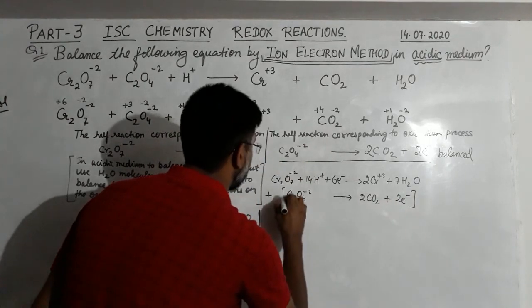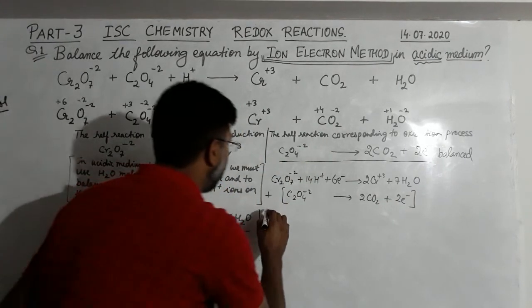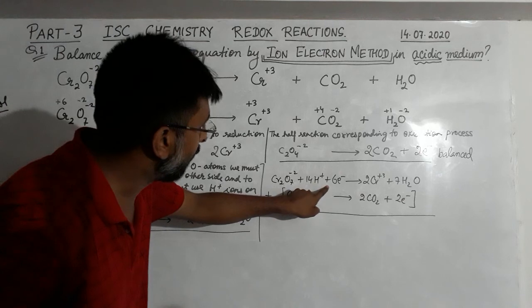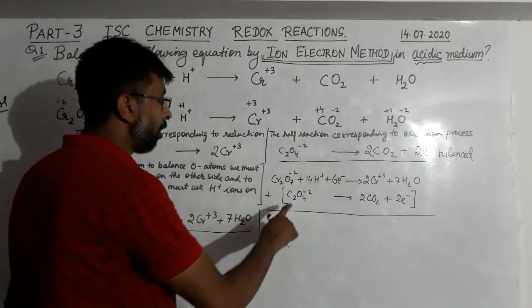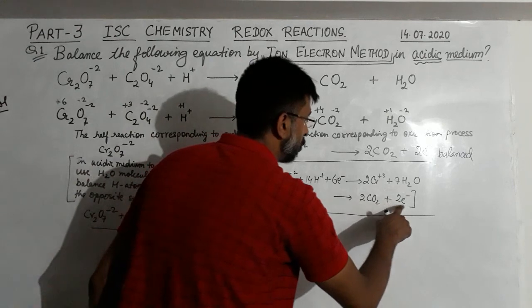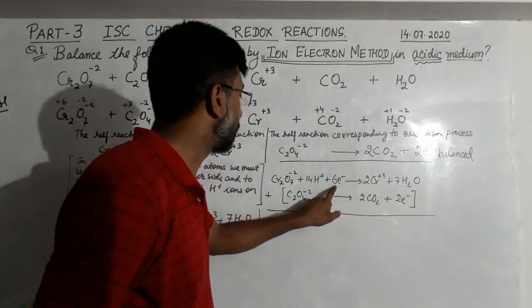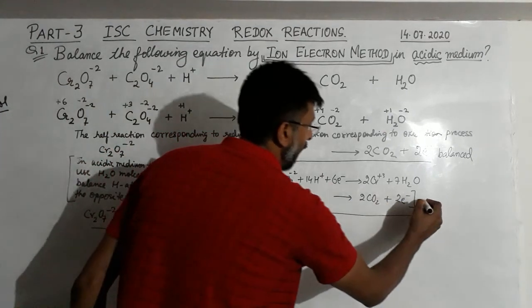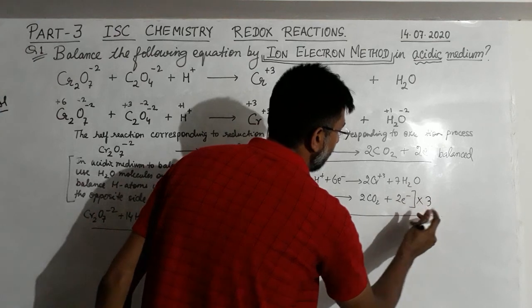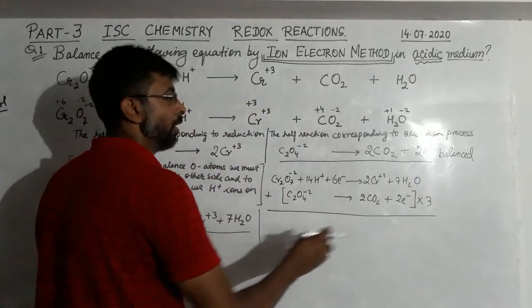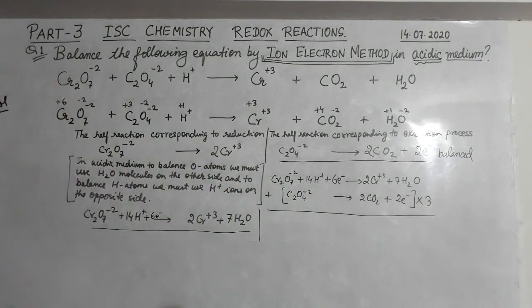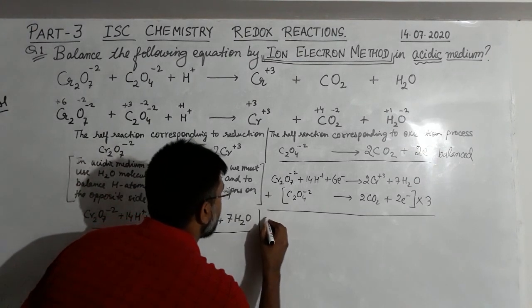Look at this. Now to add them up, it is very important to keep one thing in mind. In the reduction half reaction, which is already balanced, the number of electrons is 6. But in the oxidation half reaction, the number of electrons is 2. So we must make the number of electrons same. To make it 6 electrons, I have to multiply the second equation by 3. If I multiply 3 into 2, it becomes 6 electrons. So this 3 multiplies here also, this 3 multiplies here also. So after multiplying by 3, we can add the two equations, and then we will get this way.